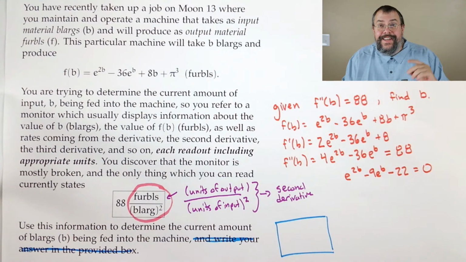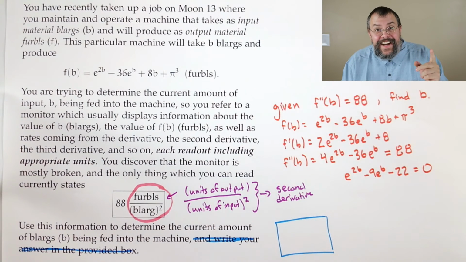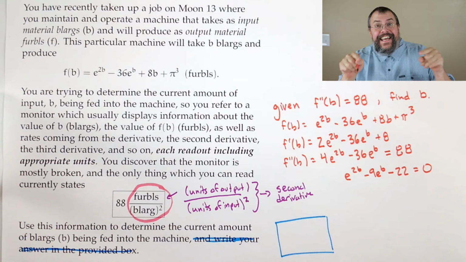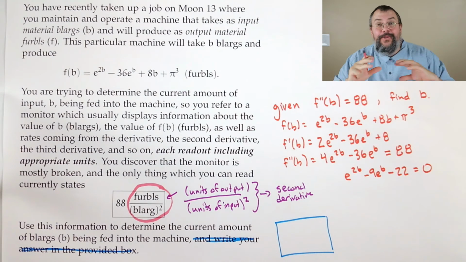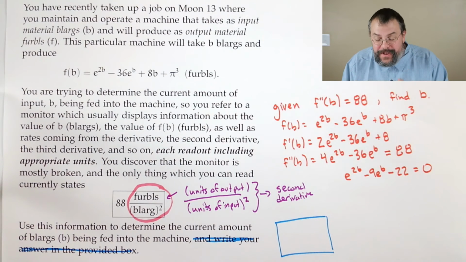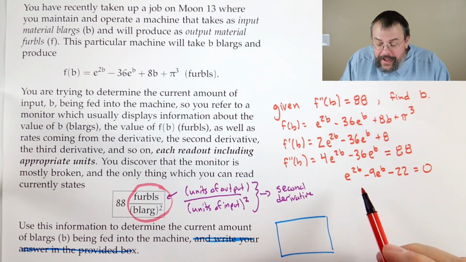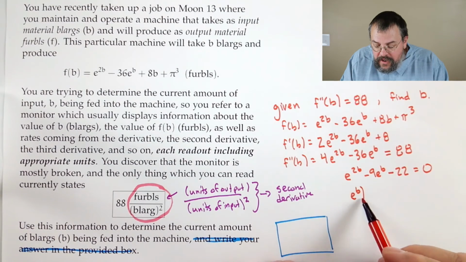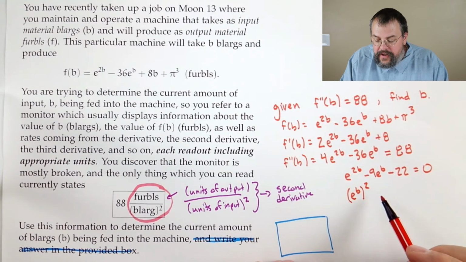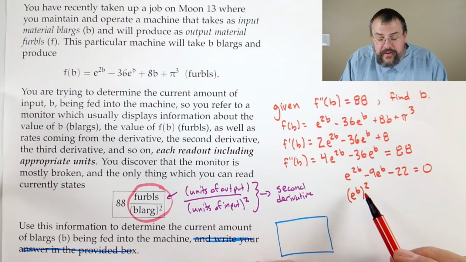Now you're probably thinking, is this another quadratic? And it is! It's another quadratic! Wow! What are the odds? Actually, they're pretty good. We like quadratics. Now, how is it a quadratic? Well, e to the 2b is really e to the b squared. So this is a common trick.